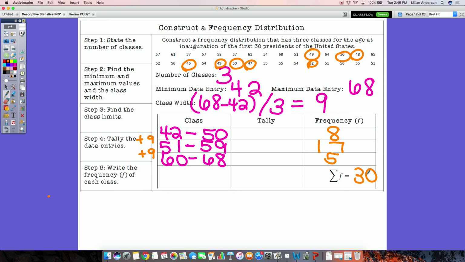Will they always give you the value of like 30 presidents so you can check? If they don't, then it would probably be a small enough amount of data that you can count it. Like the packets one, I didn't have to tell you it was 24. You could have counted how many entries there were. But if it's a large amount of data, they're going to tell you.